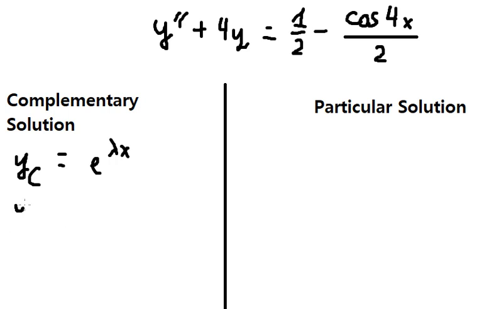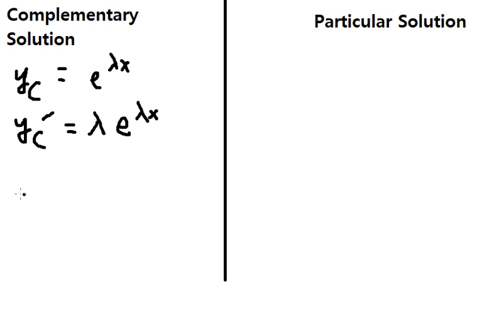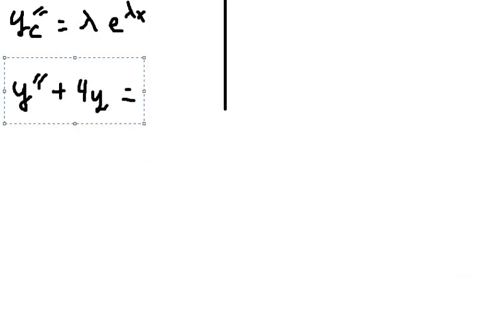If we do the first derivative of yc, we have lambda e to the power of lambda s. We keep the same e to the power of lambda s, then we do the first derivative of lambda s, and you get lambda. Now the second derivative of yc gives lambda squared e to the power of lambda s. Because this is the complementary solution, I will put this equal to number 0.